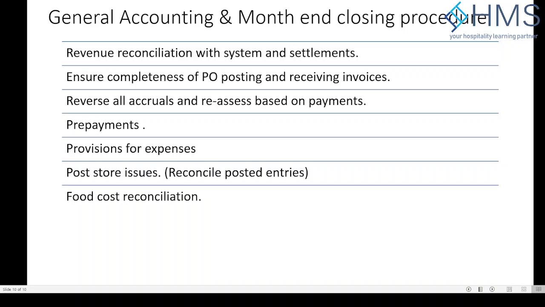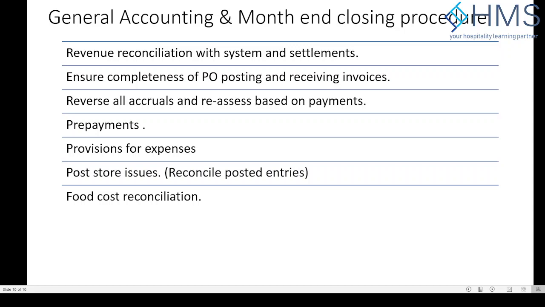And then last, after you have done everything else, only then will you continue to do your food cost reconciliation. So food cost reconciliation is usually done by the cost control department. Now it's done last because you have to make all the accruals, put all the food and beverage invoices into that, reconcile with the stores and also issue the store items. Then only will you do the food cost reconciliation.